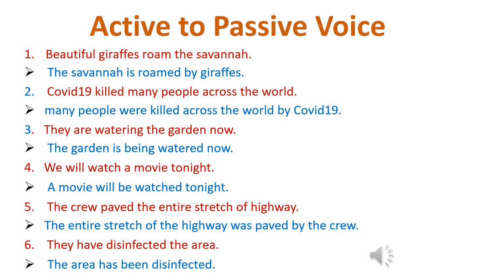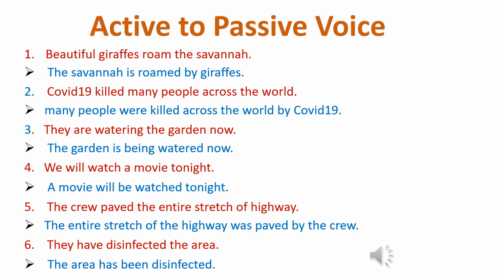Number three, they are watering the garden now. Here, the tense is the present continuous, so the passive form will be the garden is being watered now. Number four, we will watch a movie tonight. Here, we are using a modal verb or the simple future with will. The passive construction will be a movie will be watched tonight.